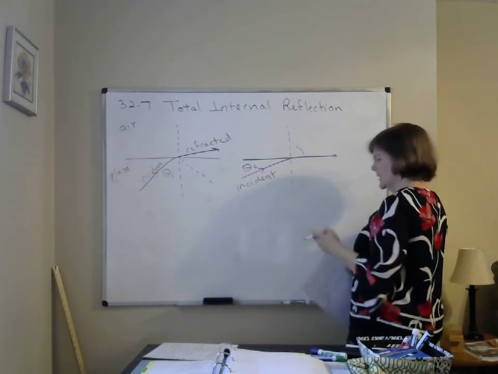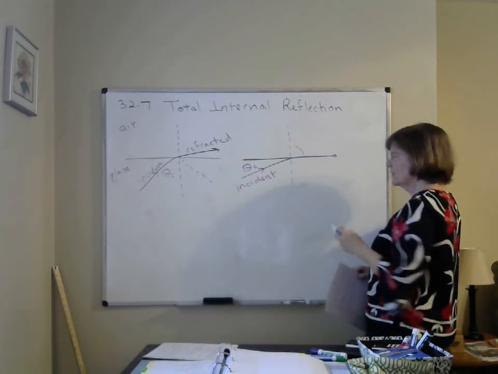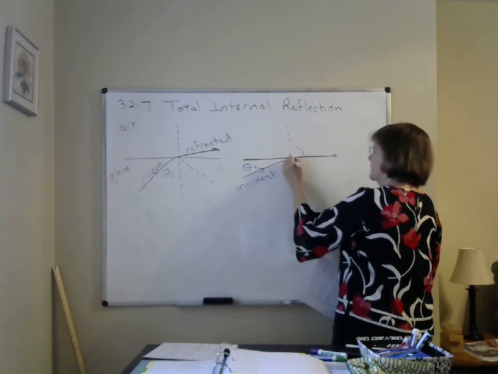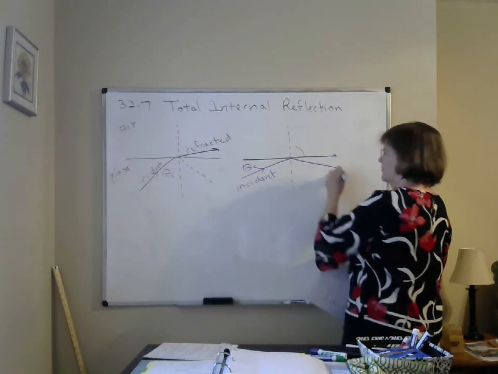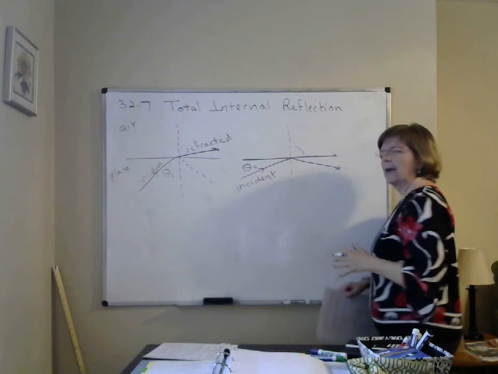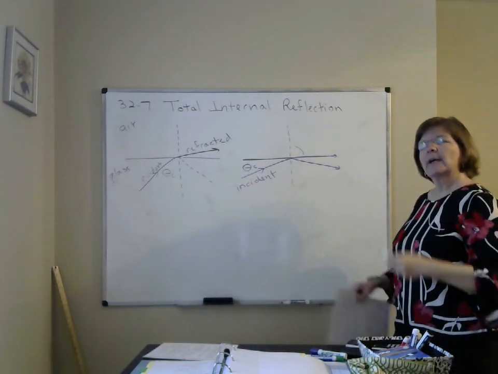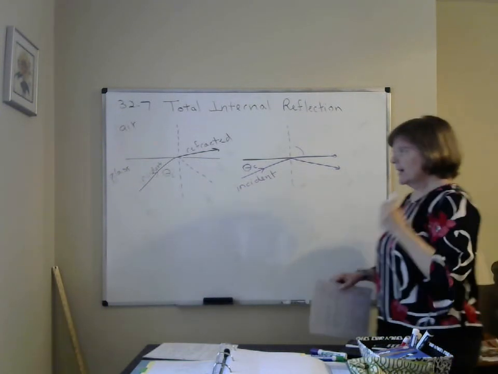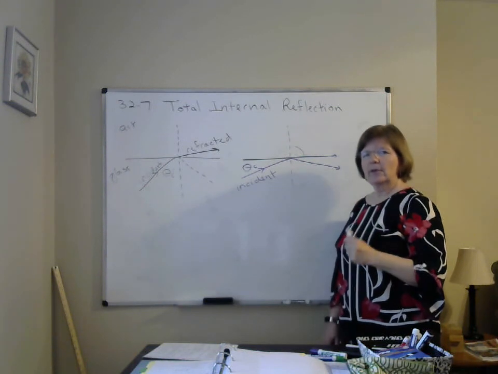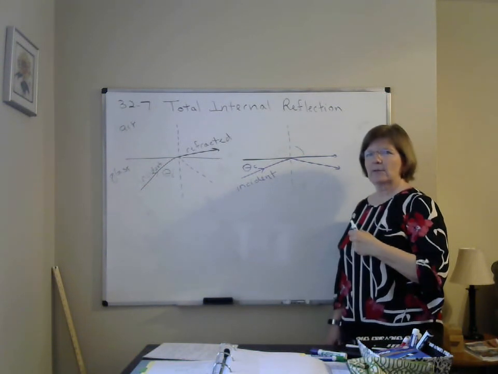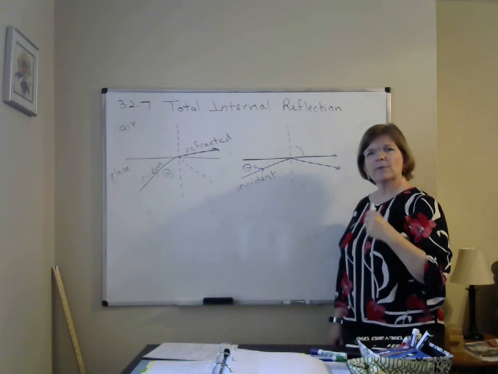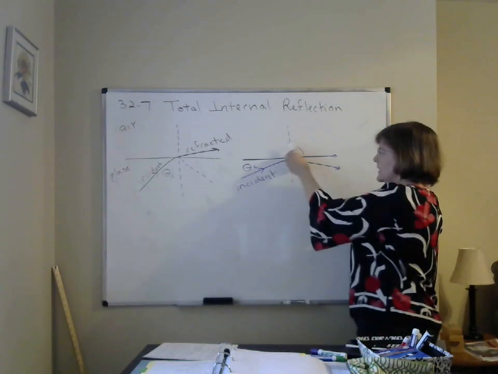If you try to come at an angle that's greater than the critical angle, you will get complete reflection and no refraction. So, anytime you have an incident angle greater than the critical angle, you get 100% reflection. None of the light can escape.